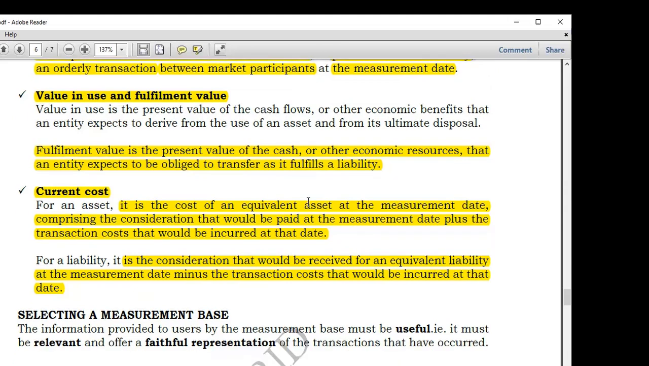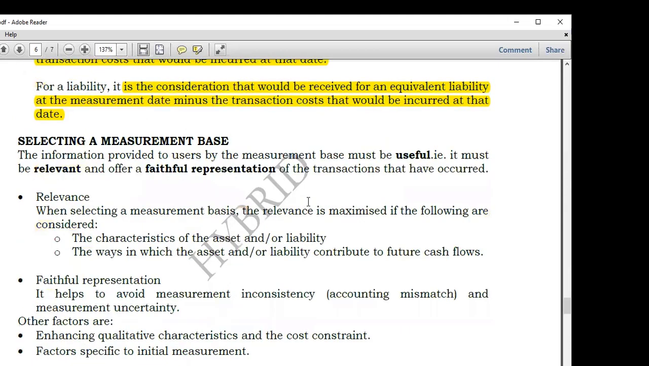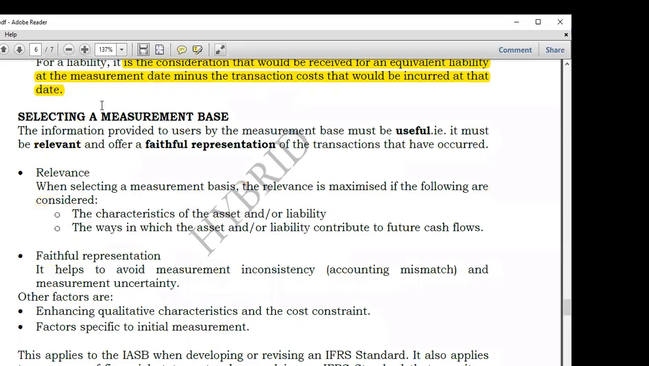All right. So now let's just finish up. I think we have this one and the last page: selecting a measurement base.